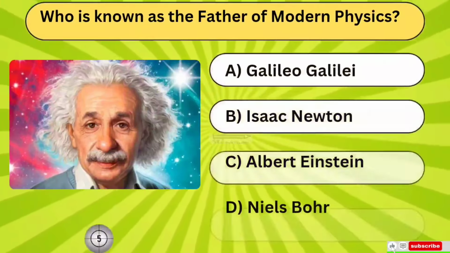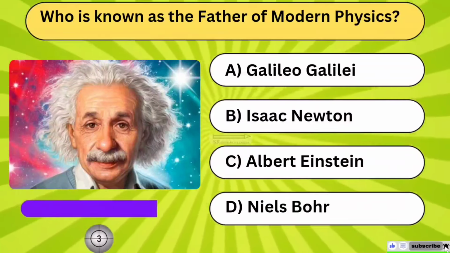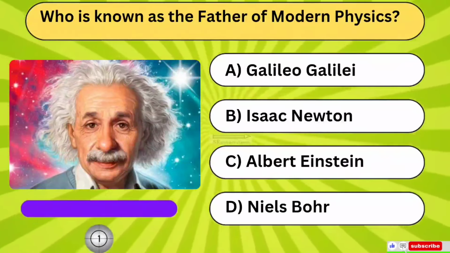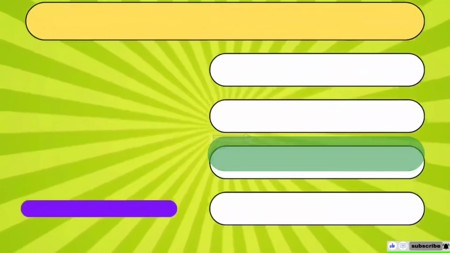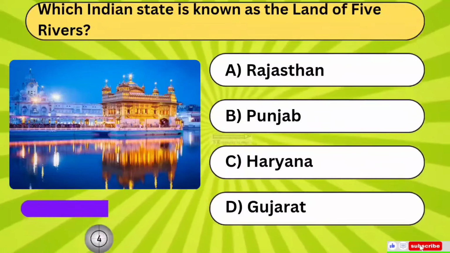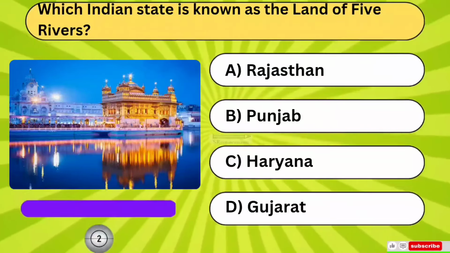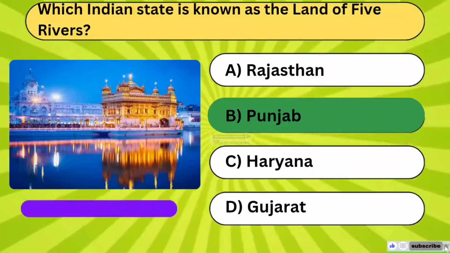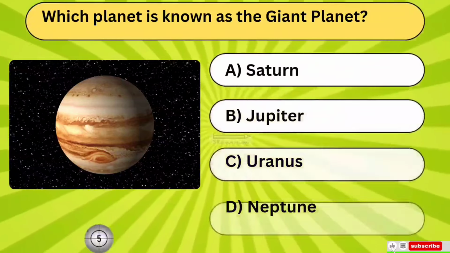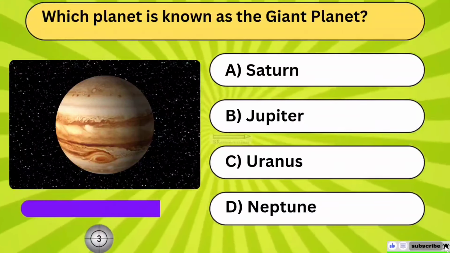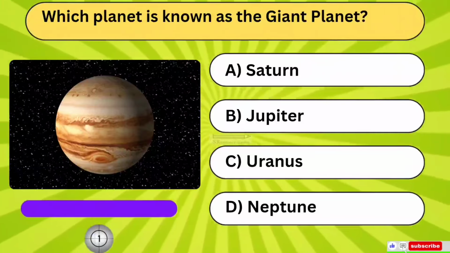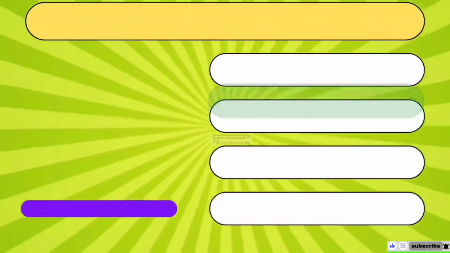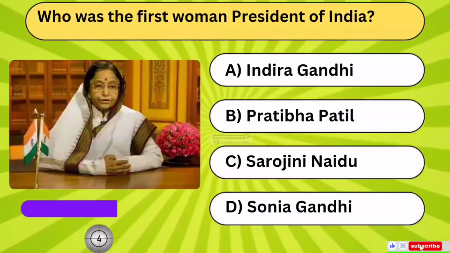Who is known as the father of modern physics? Which Indian state is also known as the land of five rivers? Which planet is known as the giant planet? Who was the first woman president of India?